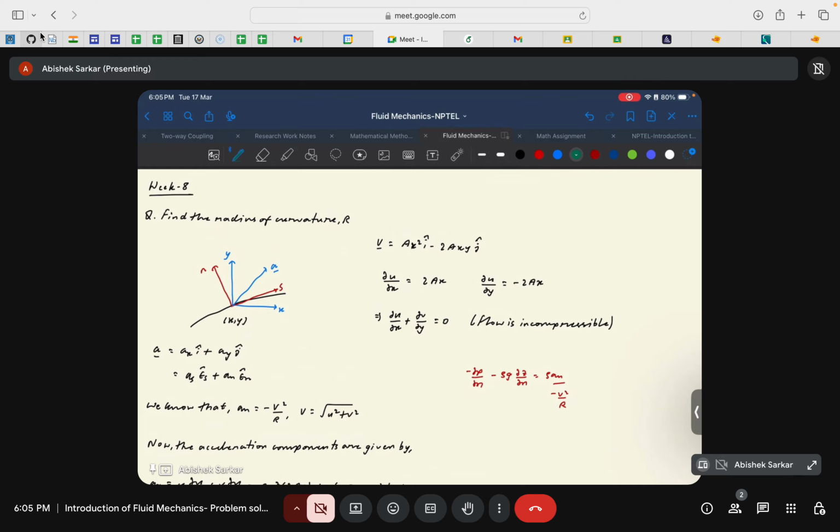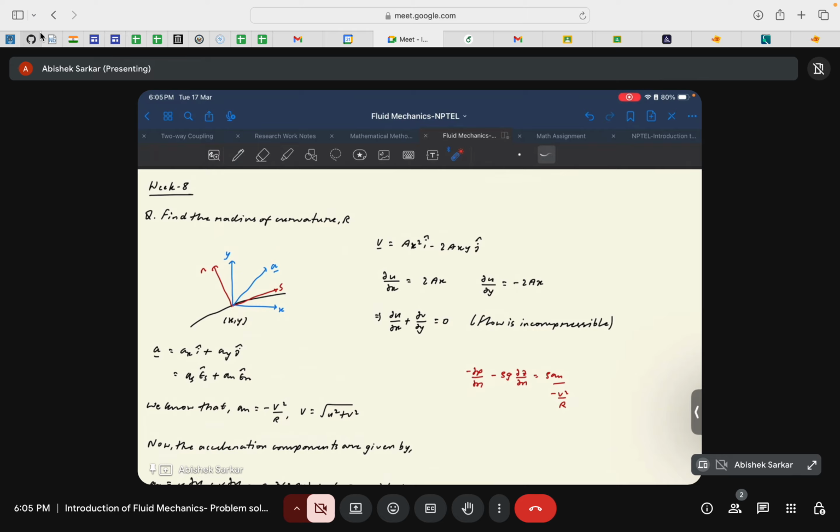We have been given a velocity field given by this equation, that is v is equal to ax square i cap minus 2axy j cap. Our task is to find the radius of curvature for this particular velocity field. If this is a velocity field and you can associate a streamline to it, what would be the radius of curvature of that particular streamline? That's our question. Let us see how we can solve it.